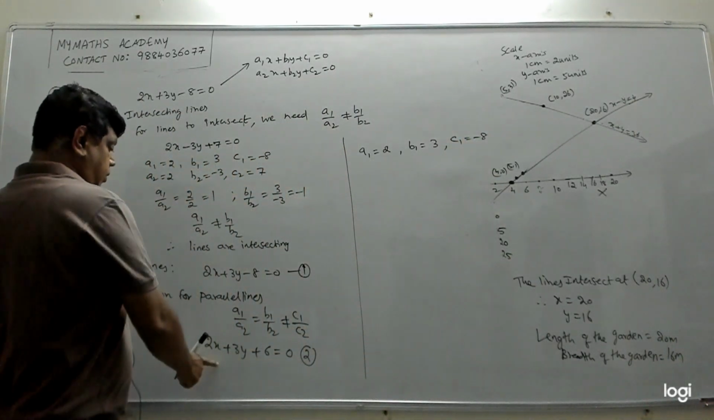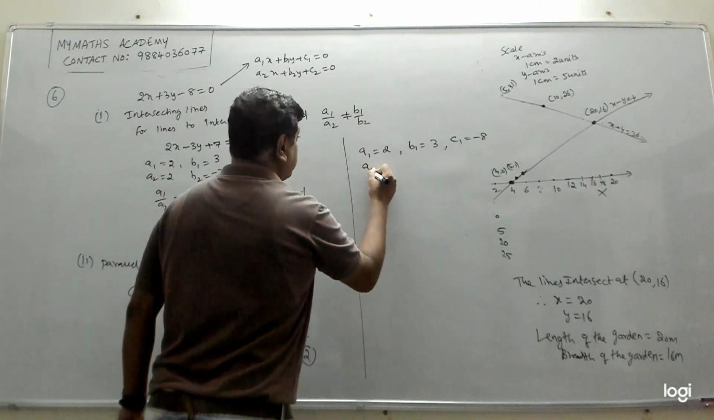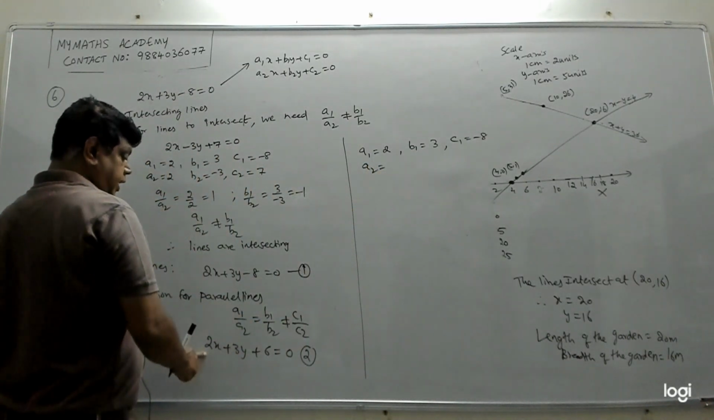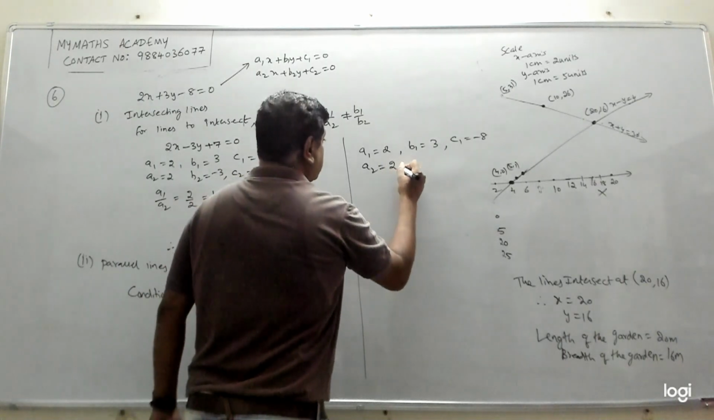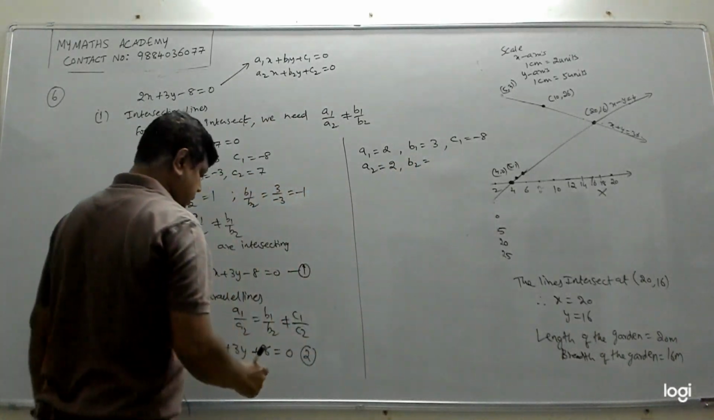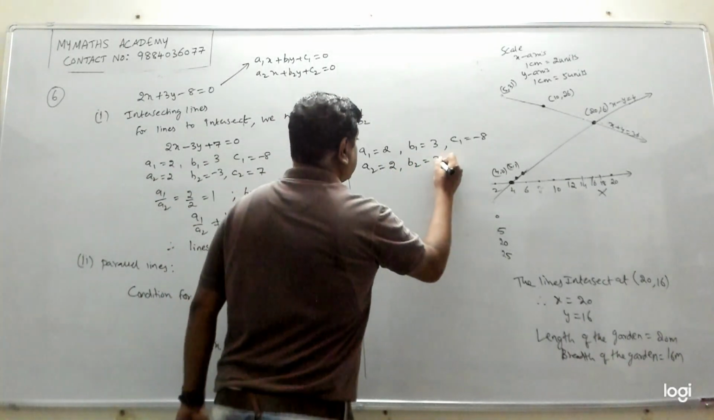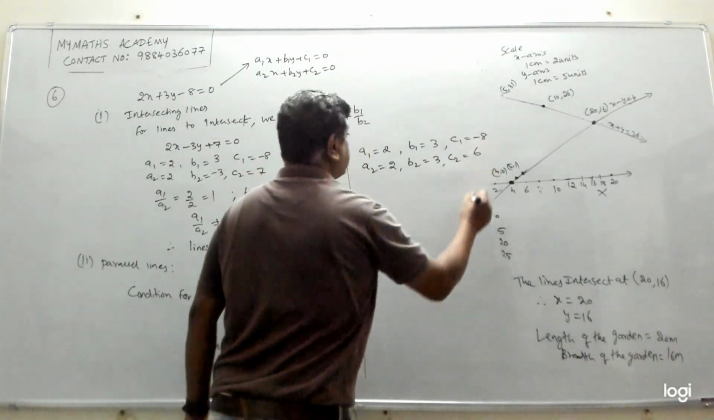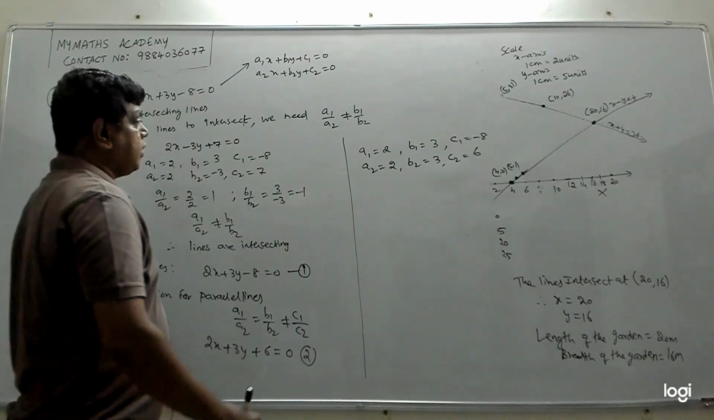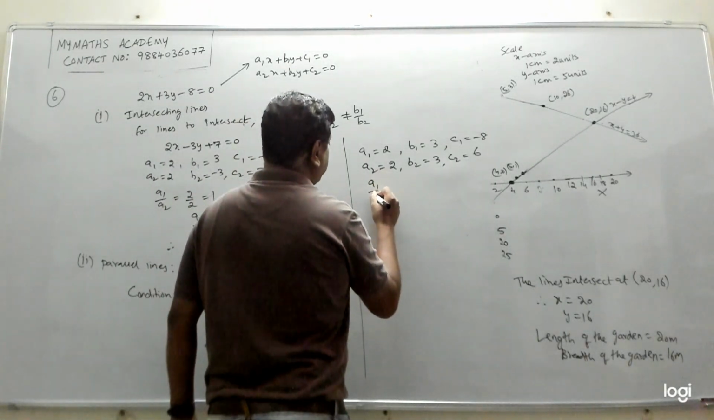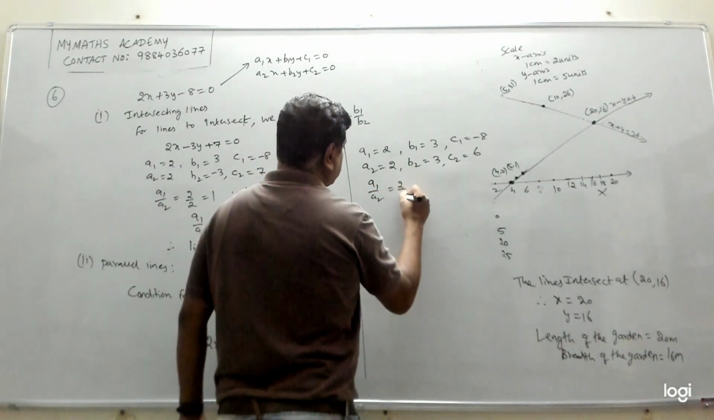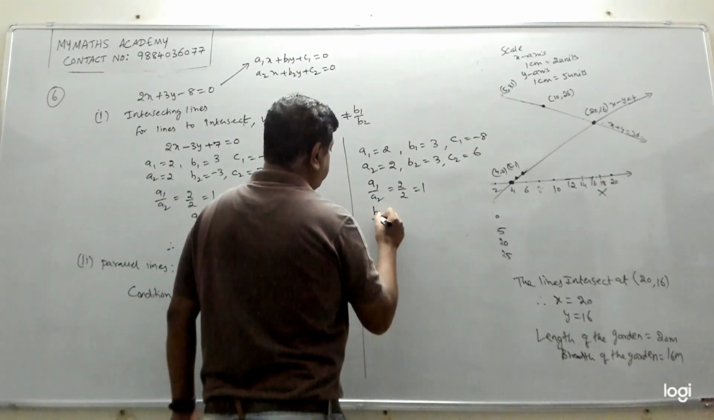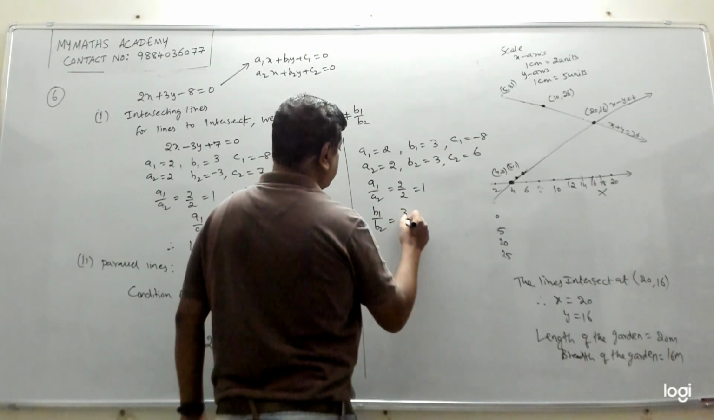Right? Now here, what is a2? A2 is the coefficient of x in the second equation, which is 2. What is b2? B2 is 3. What is c2? C2 is 6. Right? Let's find what is a1 by a2. a1 by a2 is equal to 2 by 2, which is 1. What is b1 by b2? That is 3 by 3, which is also 1.